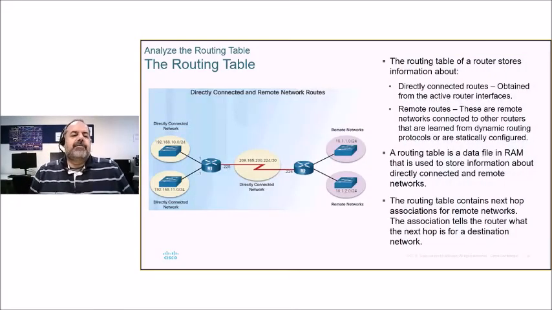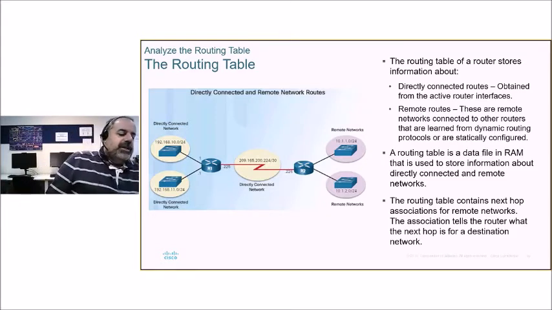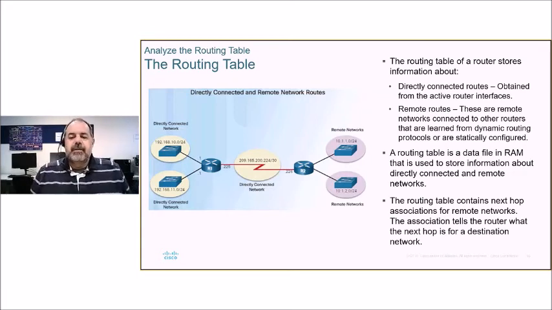And then there's router operation. And so, of course, a major part of that is the routing table. So, of course, you get directly connected routes. And so when an interface is up and it's got an IP address, it will be in the routing table. And then remote routes are either learned by statically configuring them or by being learned by a dynamic routing protocol. A routing table is a data file in RAM that is used to store information about directly connected and remote networks. The routing table contains next hop associations for remote networks. The association tells the router what the next hop is for that particular destination network.